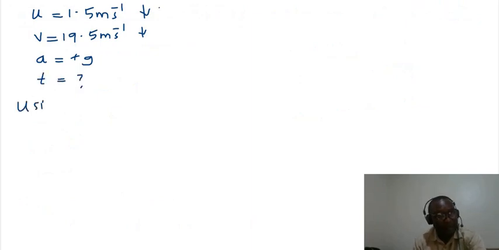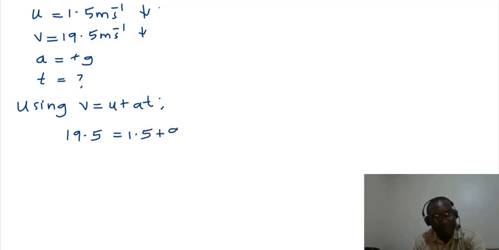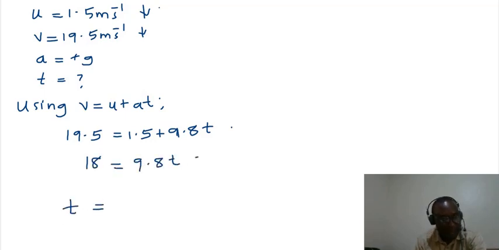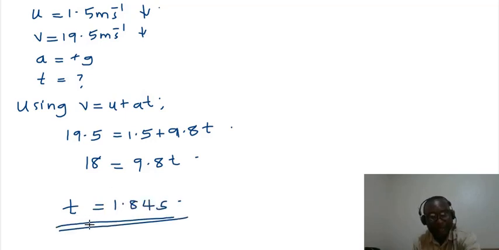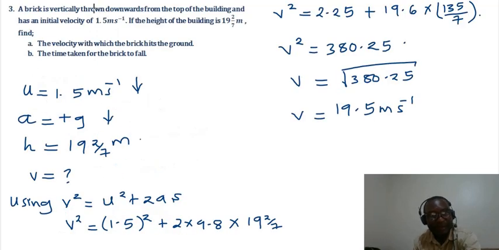So using the first equation, v is equal to u plus at. So we substitute in there. We shall have 19.5 being equal to 1.5 plus 9.8 standing in for a, and that's the acceleration due to gravity, t. So when 1.5 crosses, we have 18 being equal to 9.8t. So t here is equal to 1.84 seconds. So this is the time within which the brick is able to move from the top of the building to hit the ground.